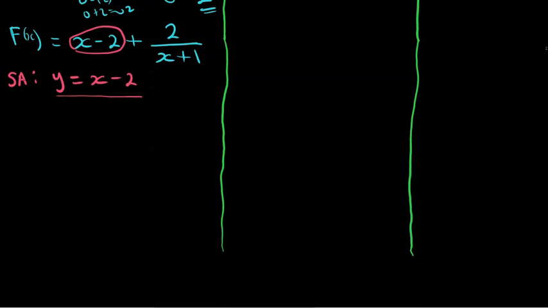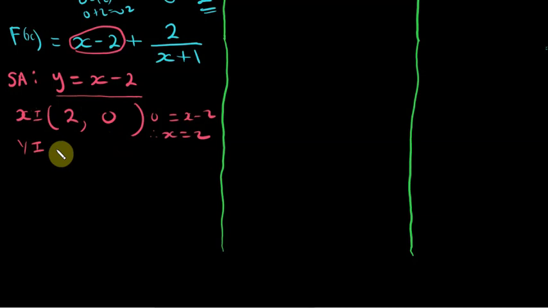Let me get the x-intercept and y-intercept of the slanted asymptote equation. For the x-intercept, y is 0, so 0 equals x minus 2, therefore x is 2, and y is 0. For the y-intercept of the slanted asymptote, when x is 0, y is minus 2. Cool.